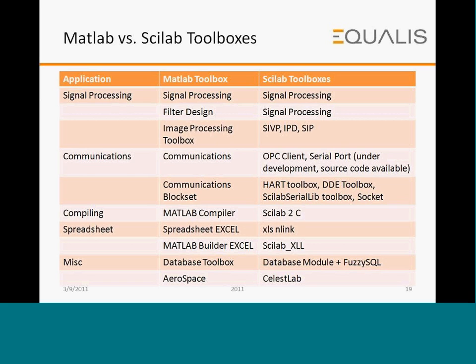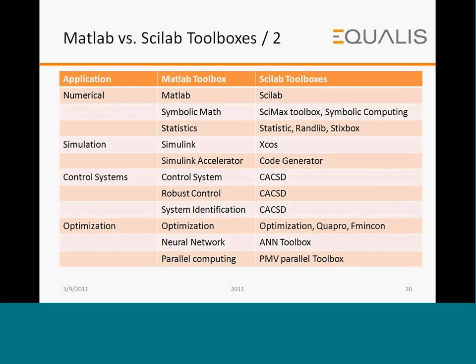Beyond that, Scilab has equivalent toolboxes with respect to MATLAB for communications application. Say you want to write a program, convert it into a C program or generate executable which you want to distribute, you can do that using Scilab. There are excellent spreadsheet toolboxes and databases toolboxes, and there is Scilab which is used in aerospace applications. For numerical computation, there is symbolic math in MATLAB. In Scilab there is a SciMax toolbox, and if you are doing statistics, there are excellent toolboxes available in Scilab.